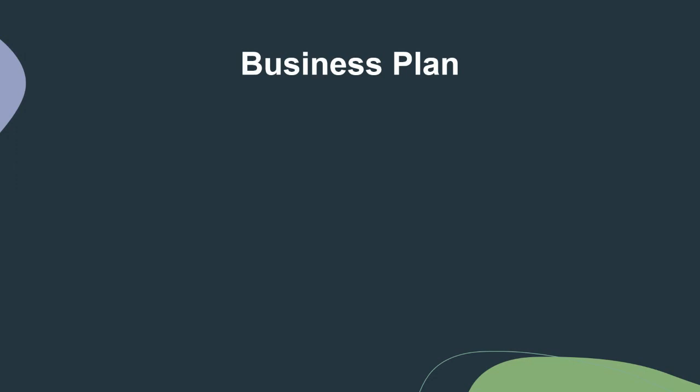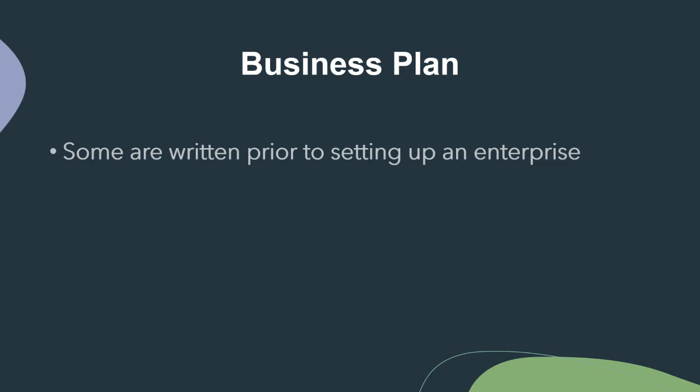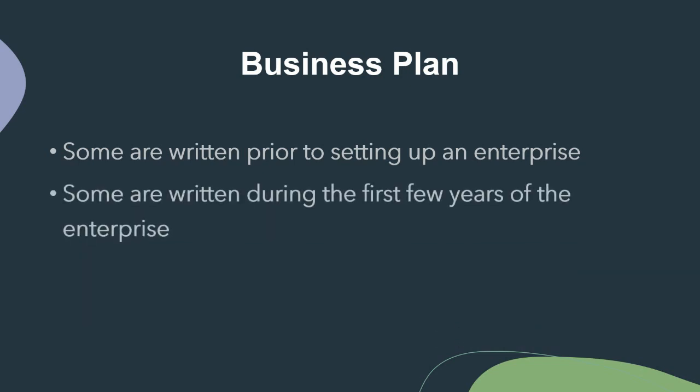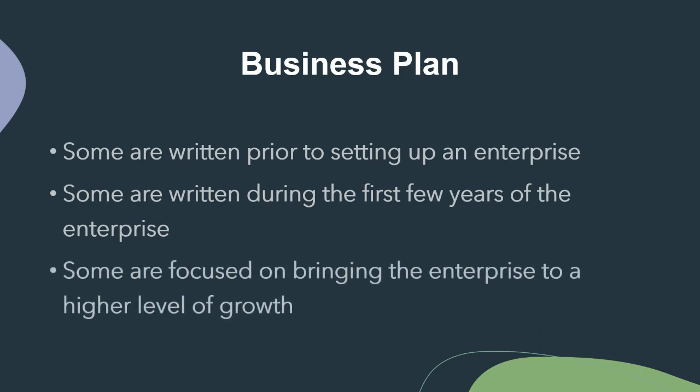Business plans are written for different purposes. Some business plans are written prior to the setting up of an enterprise, which are similar to a pre-feasibility study and a feasibility study. There are also business plans that are written during the first few years of the enterprise in order to guide the entrepreneur on which strategies would be most beneficial for the enterprise to take. There are also business plans that are focused on bringing the enterprise to a higher level of growth.